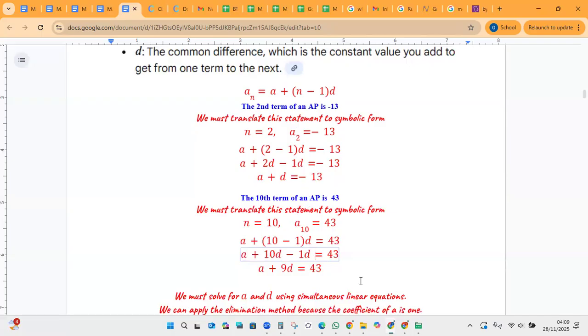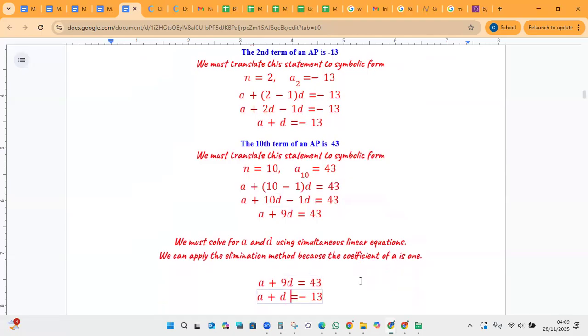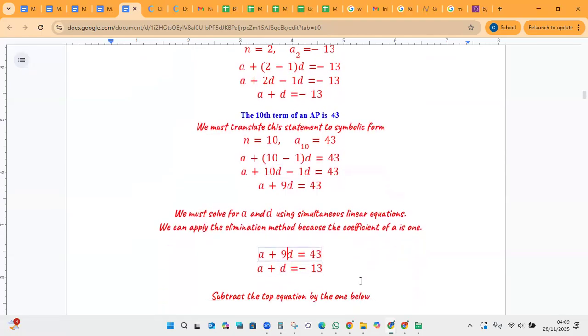We can apply simultaneous equations. We must solve for both a and d using simultaneous linear equations. We can apply the elimination method because the coefficient of a is 1. So because a has the same coefficient, which is 1, we can subtract the two equations and this will cancel out a. a minus a is 0. 9 minus 1 will give us 8, and 43 minus negative 13 will give us 56.